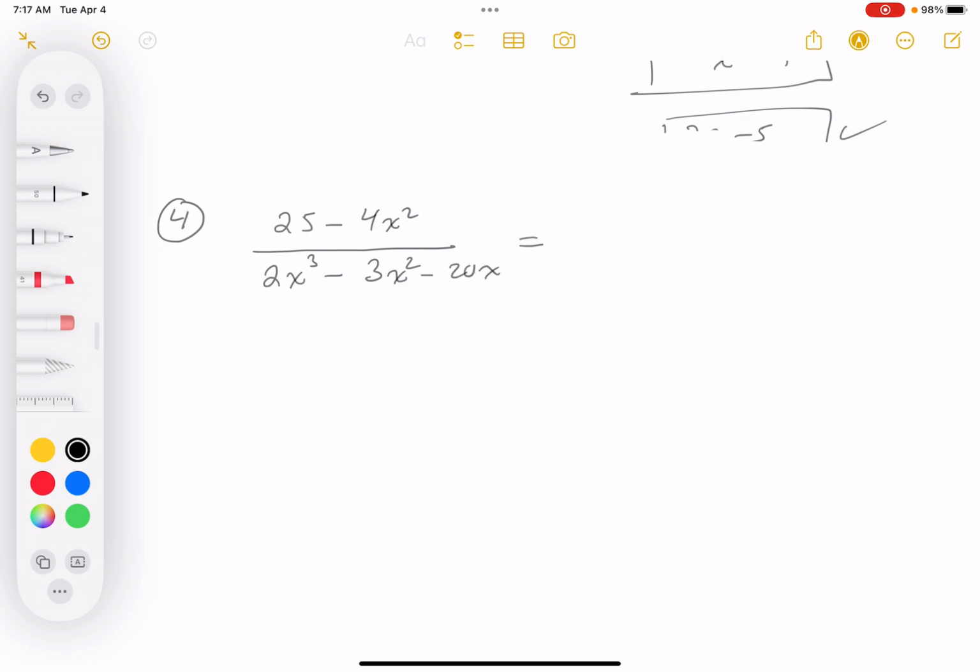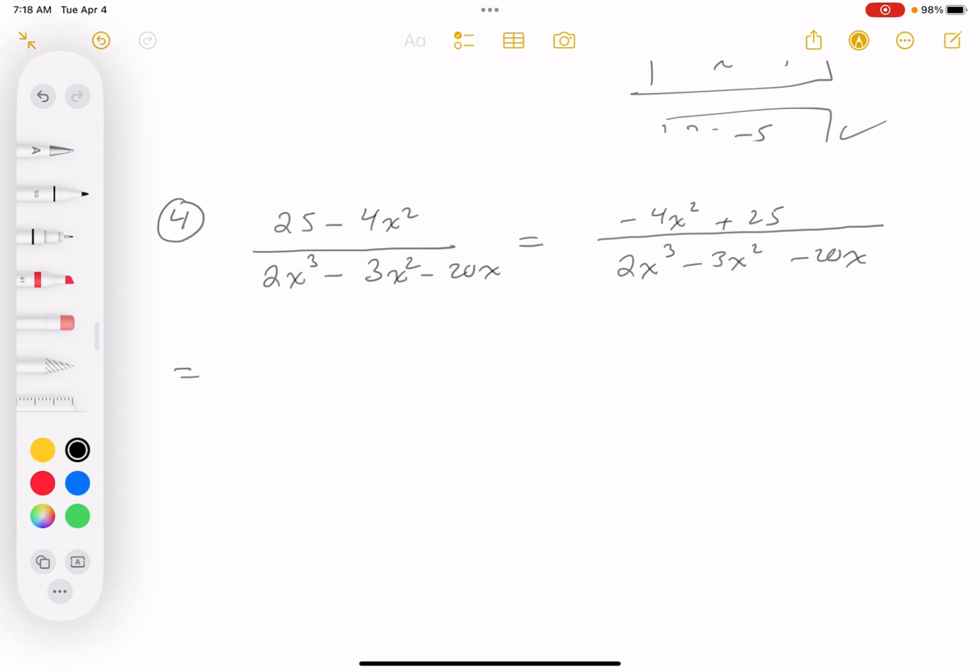The first thing I would do, what some people do, is put this in proper order, which is descending order or ascending order. But both of the polynomials on top and bottom should be in the same order. So I'm going to write this as minus 4x squared plus 25. On bottom it's 2x cubed minus 3x squared minus 20x.